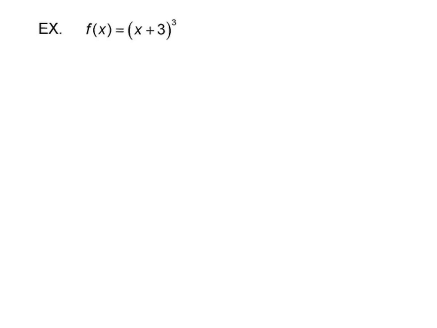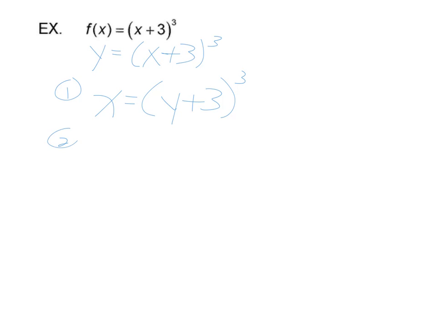The next function, again, instead of f of x, we'll write a y. And then the first step is to switch the x and the y. So that gives us x equals y plus 3 all cubed. Now we want to get the y by itself. To get rid of a cube, you cube root. So now we have the cube root of x equals y plus 3.